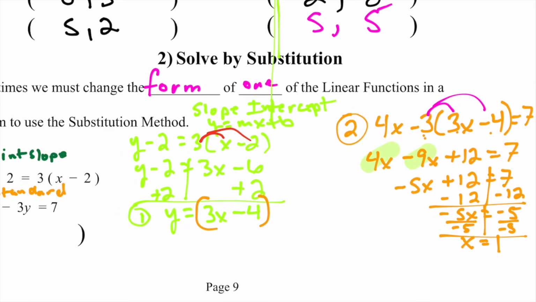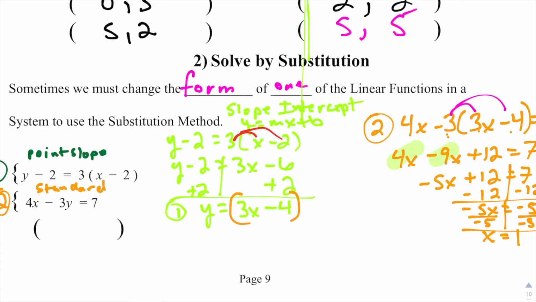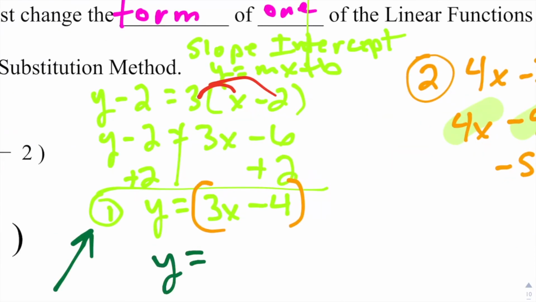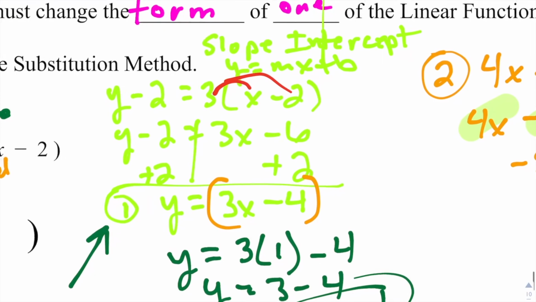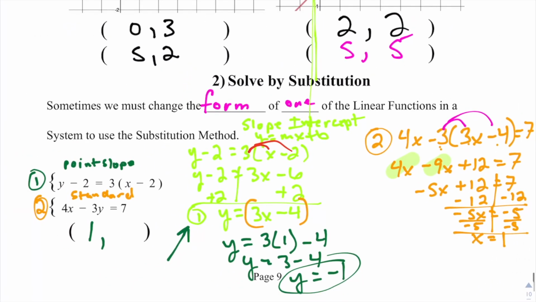Now we can go back to one of the original equations, or we can even use the equivalent equation right here to find our y value. Just use the equivalent equation because it's easier, because it's going to give me y equals. So it's going to give me what y is. So I get y equals 3, and then the value I found for x is 1, minus 4. So I get y equals 3 minus 4. Therefore, y equals negative 1. So my y value for this system solution is negative 1.